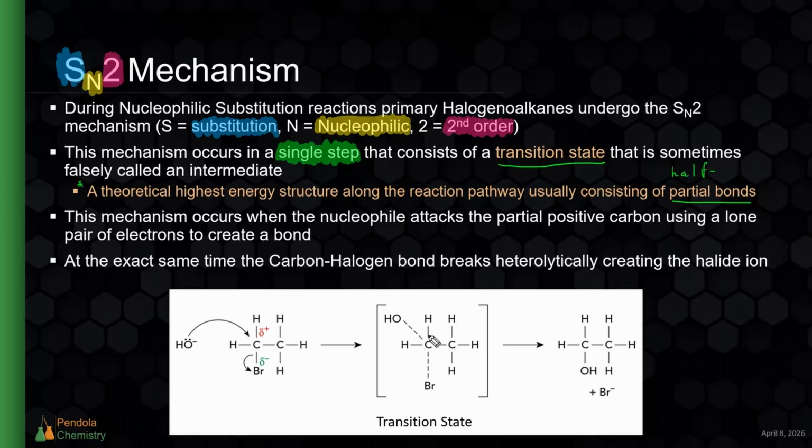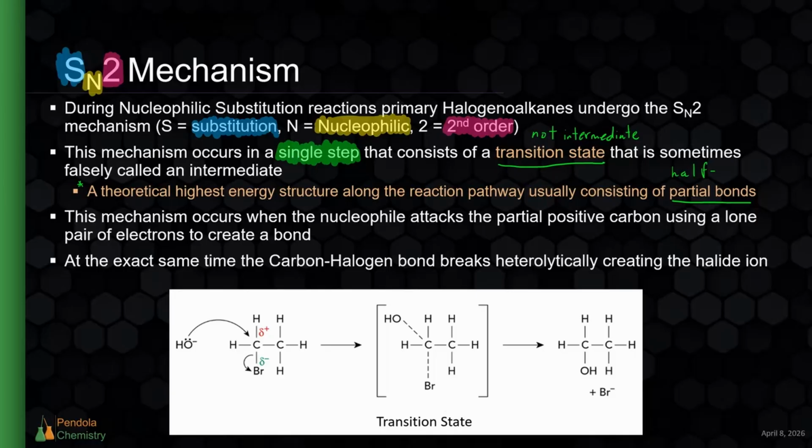This is not an intermediate. Intermediate is something else that we will see in the next mechanism. But I want to make sure that I point out a transition state is not the same thing as an intermediate. Because intermediates are stable. They are compounds that could actually exist, that we could gain information for. Whereas a transition state is completely theoretical and completely made up with partial bonds being half broken or half formed.